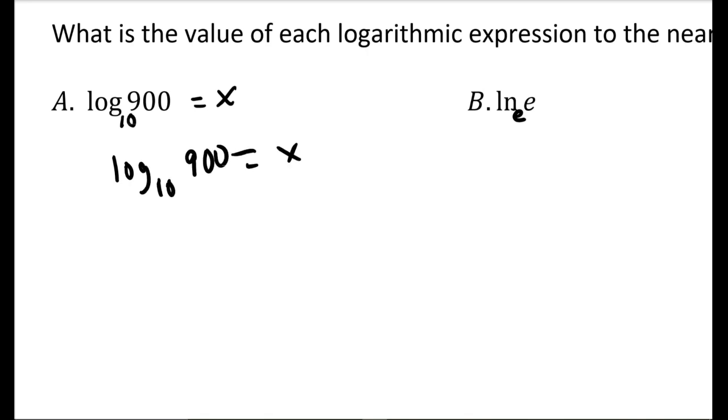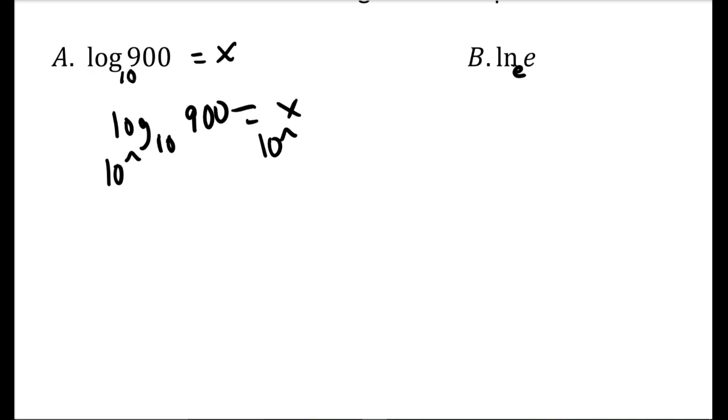So the only way to get rid of the logarithm is to exponentiate. So we're gonna raise to the exponent. So we get 900 equals 10 to the x power. So we need to figure out 10 to the what power is going to give me 900.